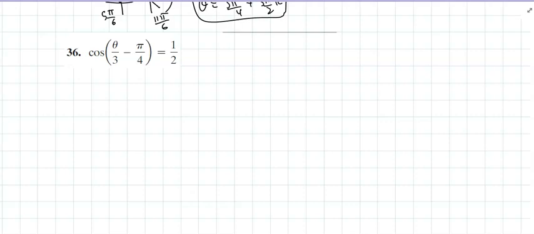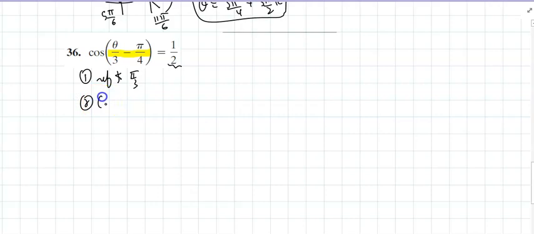Okay, next problem up. I'd like to look at problem number 36. And I'm looking at the cosine. I know this looks like a big mess. Well, it depends on who you ask. So, I'm looking at a cosine equaling 1/2. The reference angle would be, in this case, pi over 3.